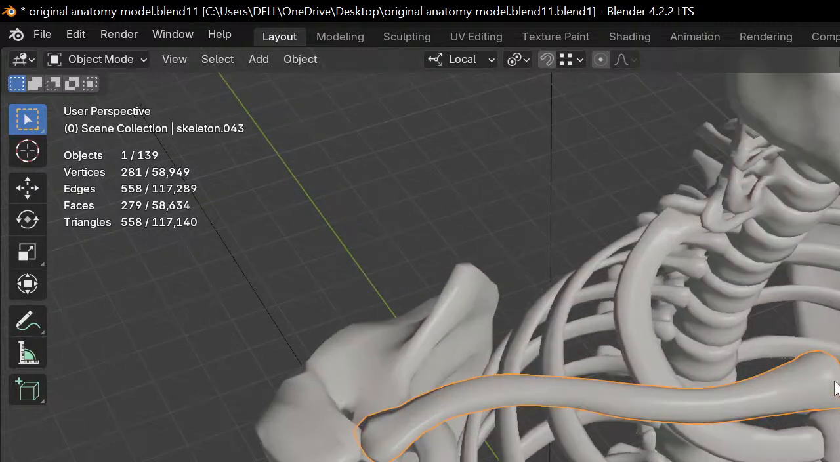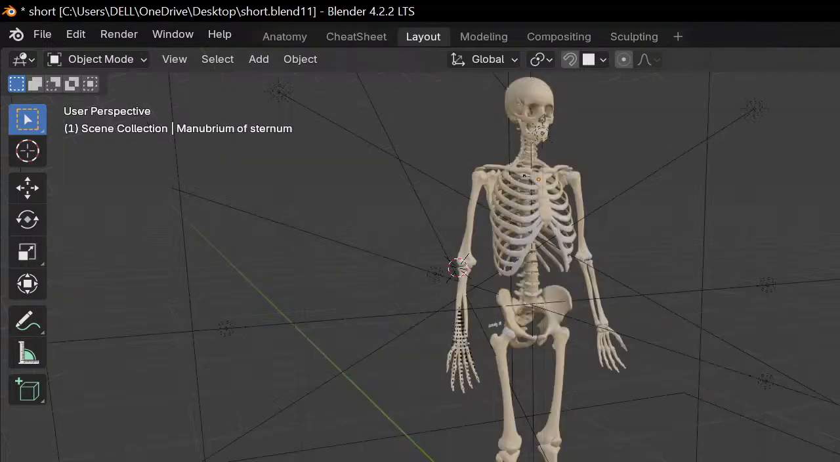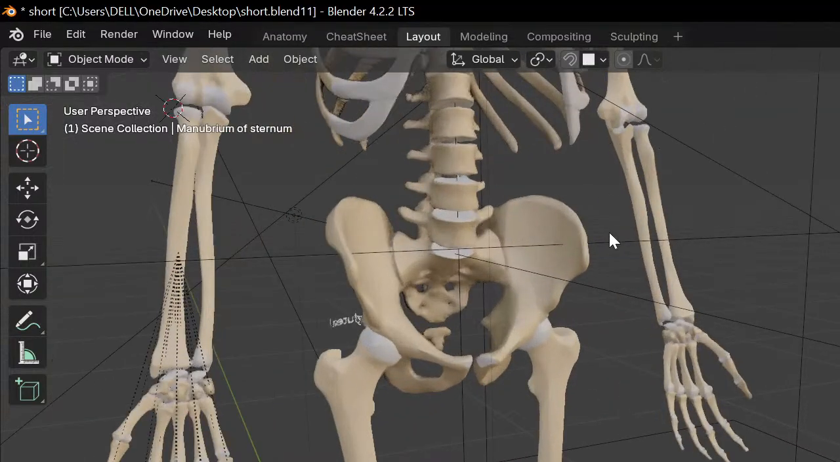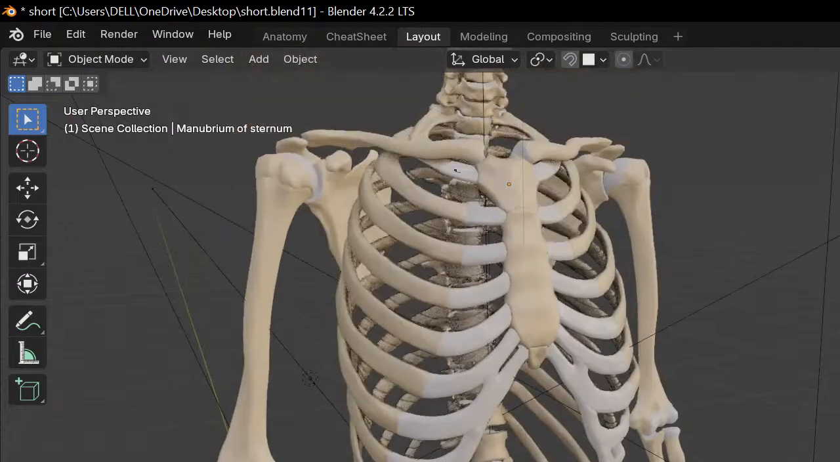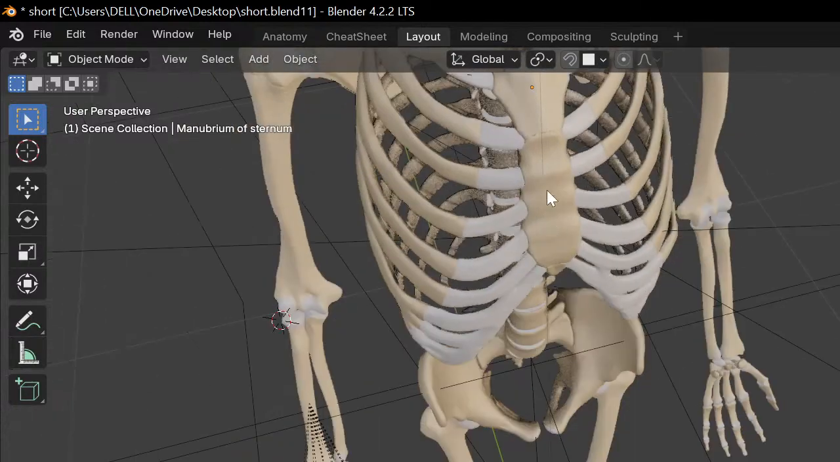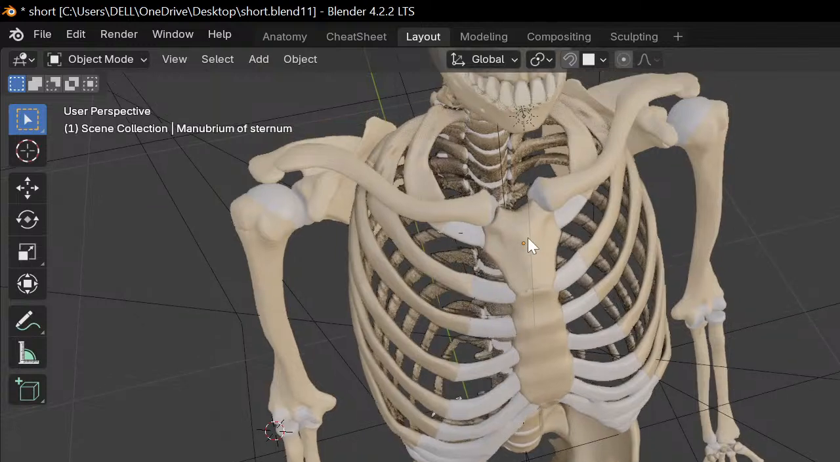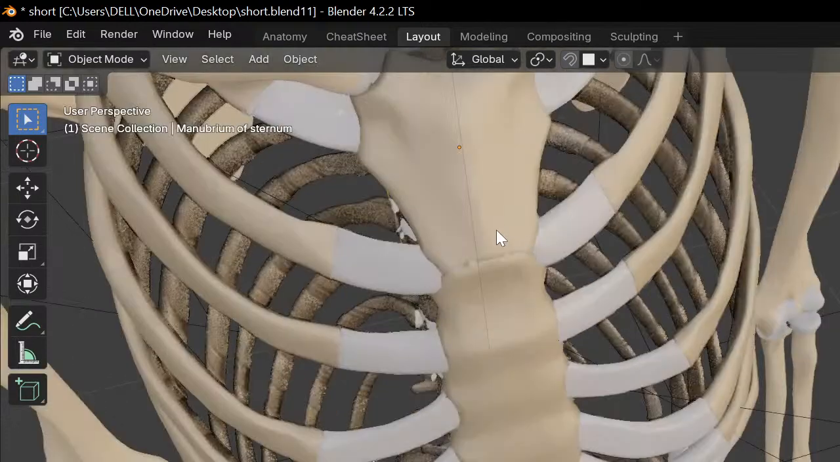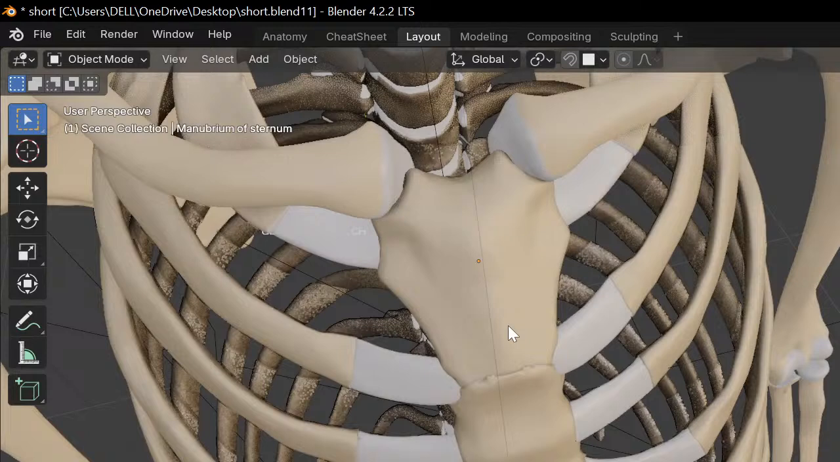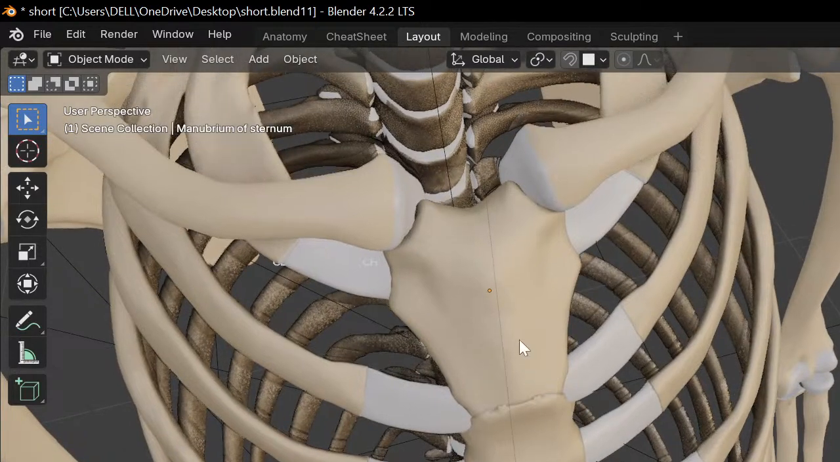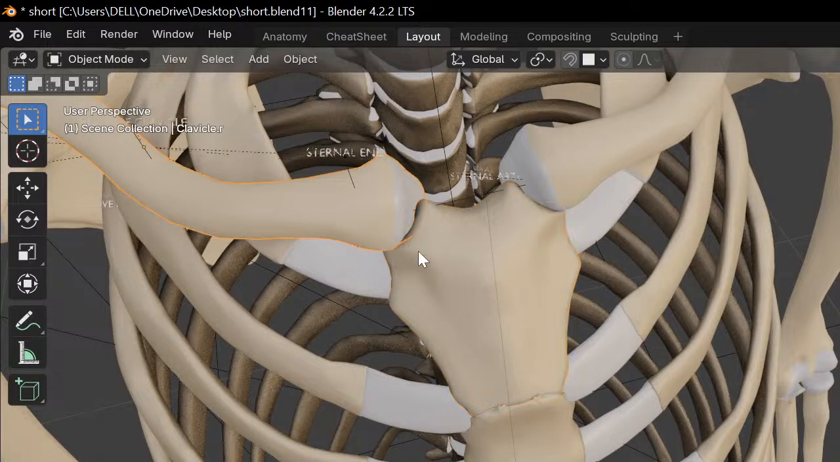That's the sternoclavicular joint, this joint over here. If we go to our second 3D model, as you can see, it's a bit laggy. This is the sternoclavicular joint. This here is the sternum, this is the manubrium of the sternum, and this is the clavicle.